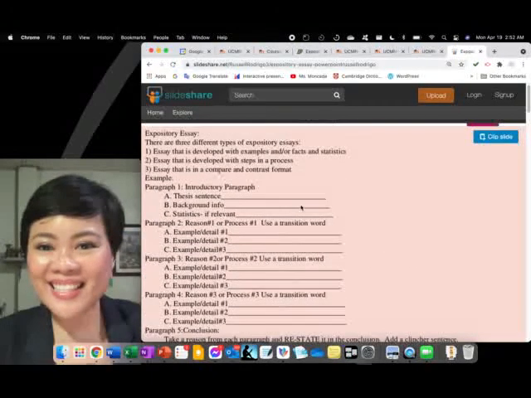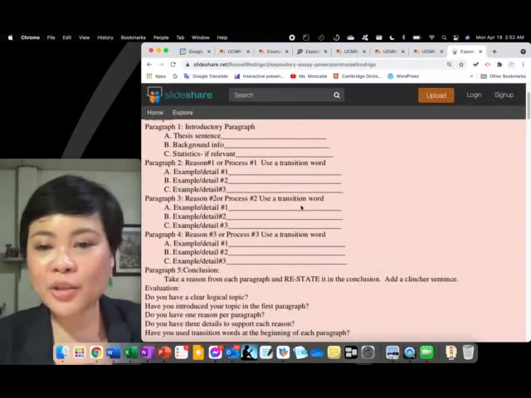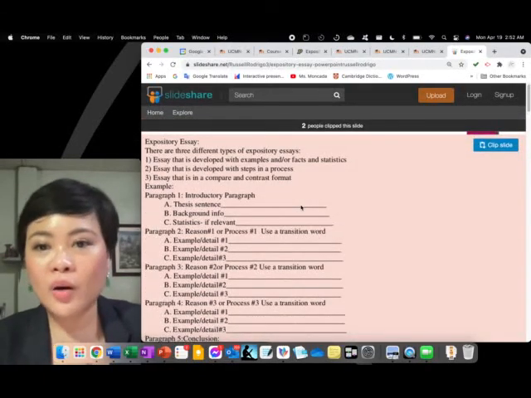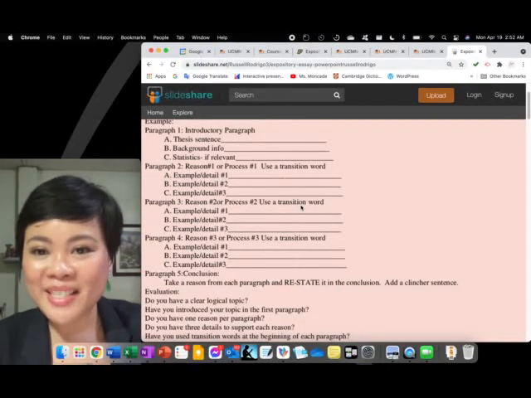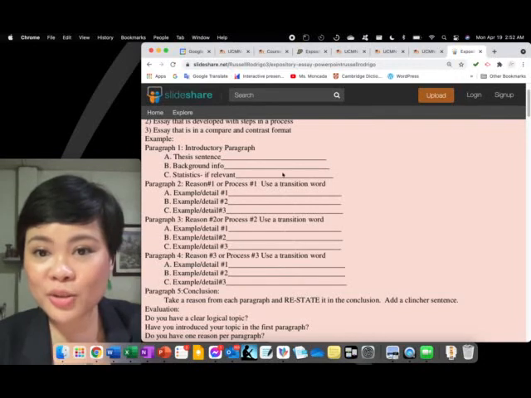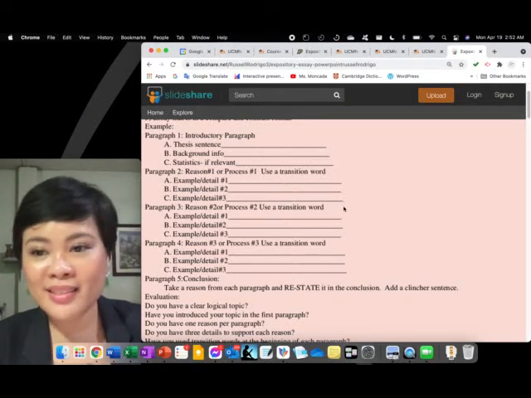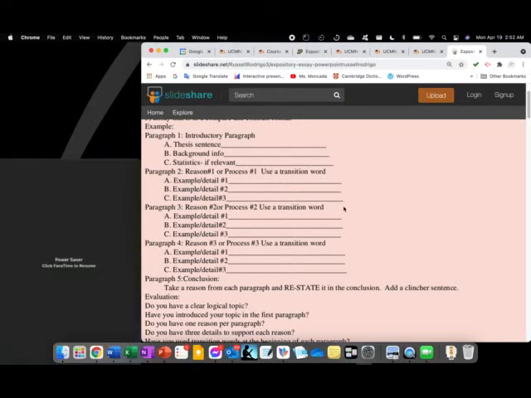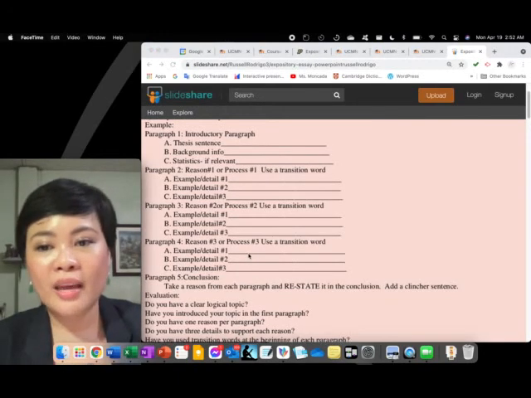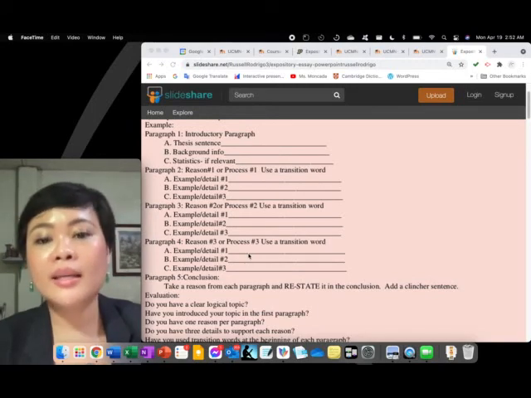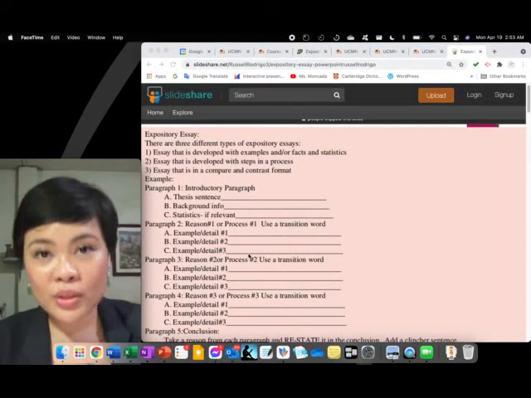So this is your quick guide on how to complete your expository essay. Maybe we can use this outline because it's shorter. But I prefer the other outline because it would really help you write your essay quicker. The more detailed the outline, the better. But again, for outlines, use only keywords and phrases.